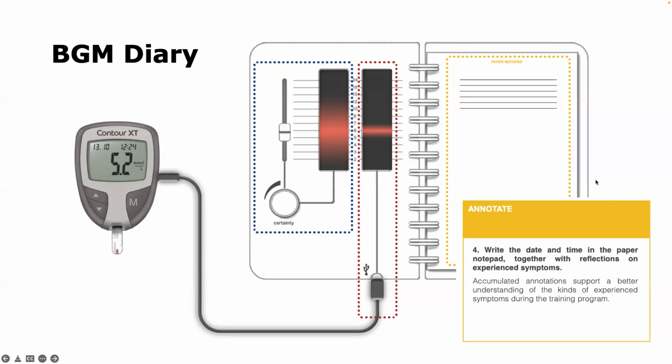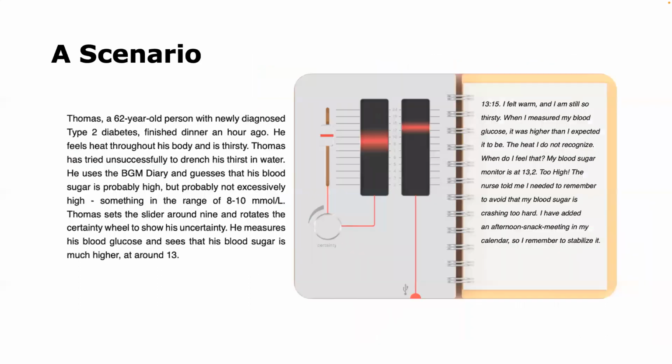The paper notepad can then be used to write out reflections on experienced symptoms, such as feeling tired or experiencing stiff joints at respectively low and high blood glucose levels. Annotations can also be used to express aspects of subjective experience linked to the disease, complementary to the measurements. The annotations are meant to capture individual experiences over time.